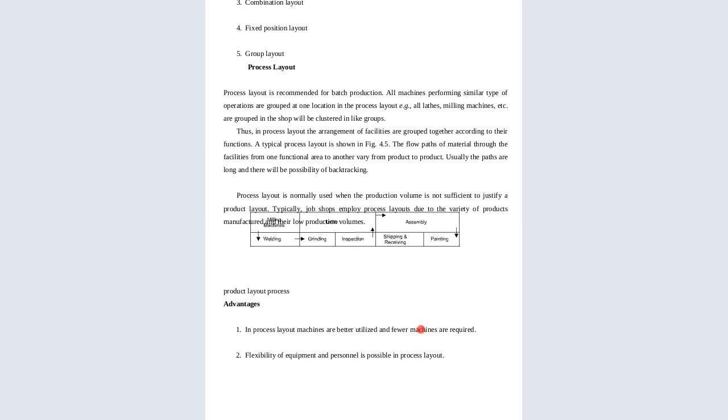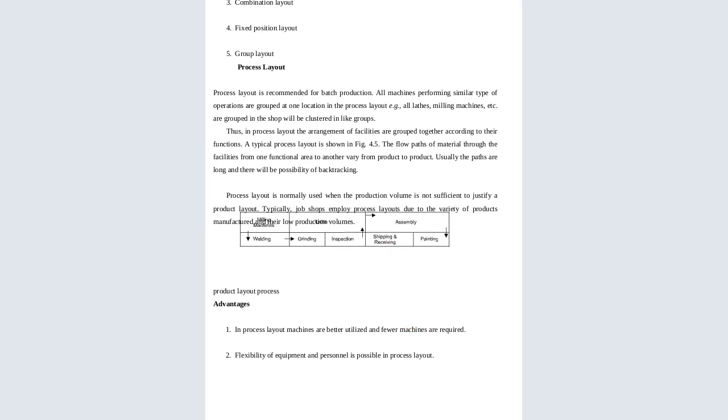Then the advantages. What are the advantages of process layout? In process layout, machines are better utilized and fewer machines are required. Meaning all the machines performing similar types of operations are grouped in one location, so that we do not have a lot of space and time wasted.